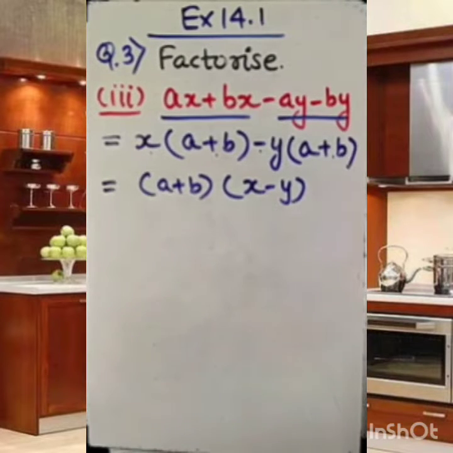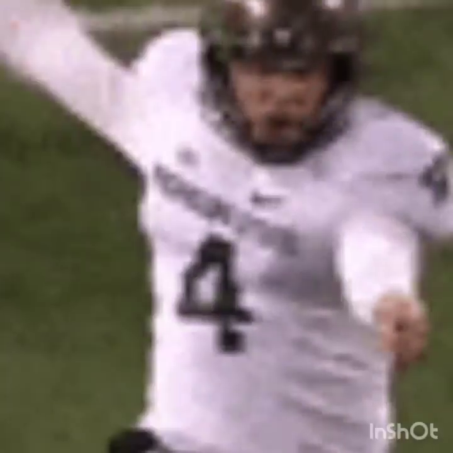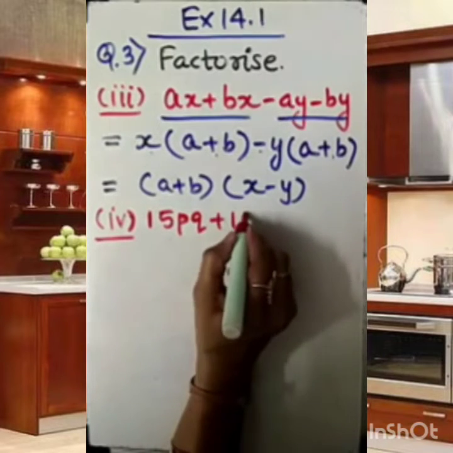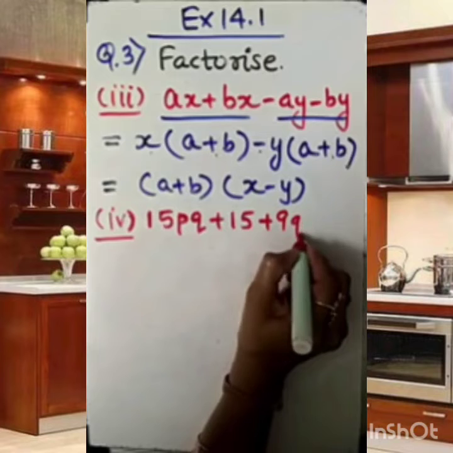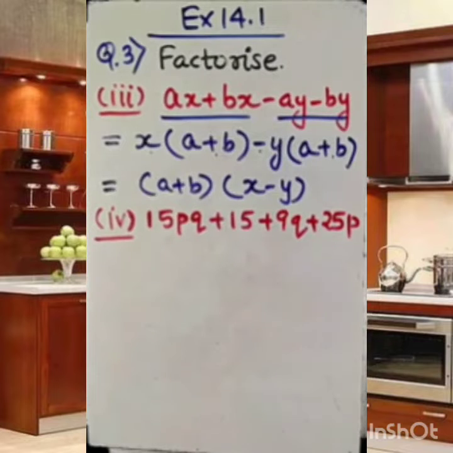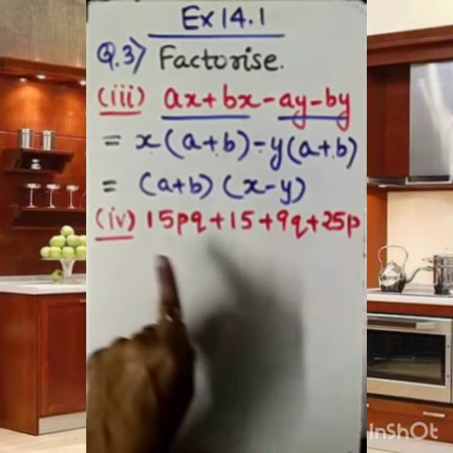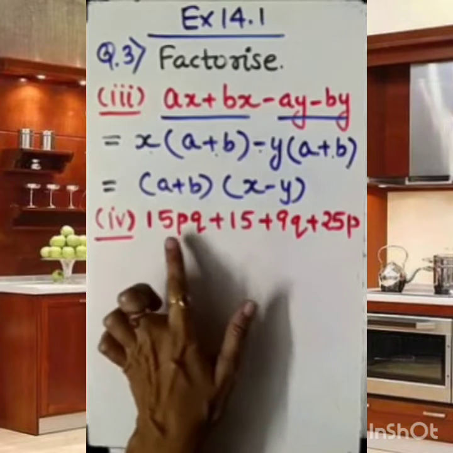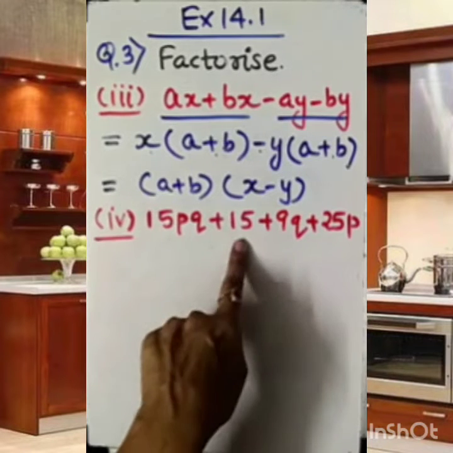Now we'll work on the fourth. What are we given in the fourth question, let's see: 15pq plus 15 plus 9q plus 25p. Which four terms are given here? 15pq, 9q, 25p and 15. So dear student, here we need to arrange them, because the terms given are not arranged. Suppose you take out something common: 15 will be there, so inside the bracket pq plus 1 will be left.